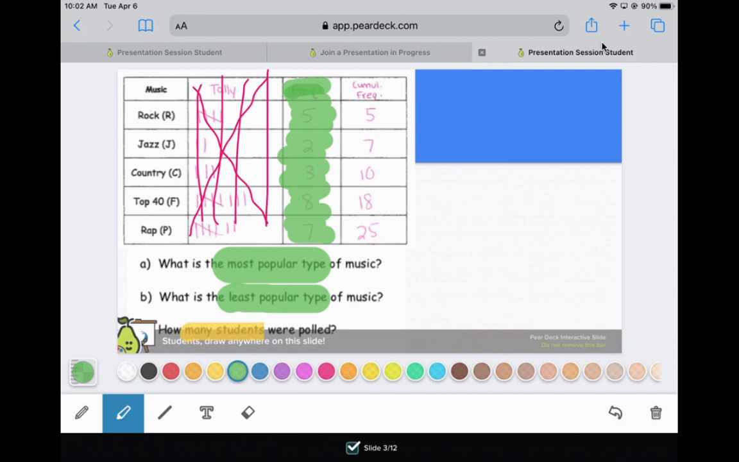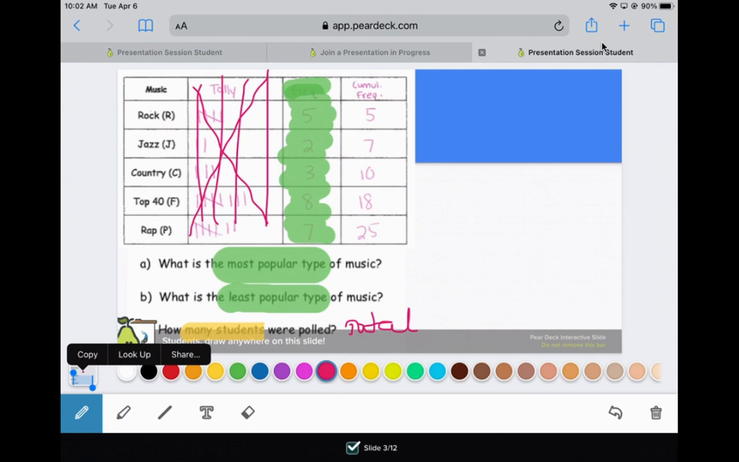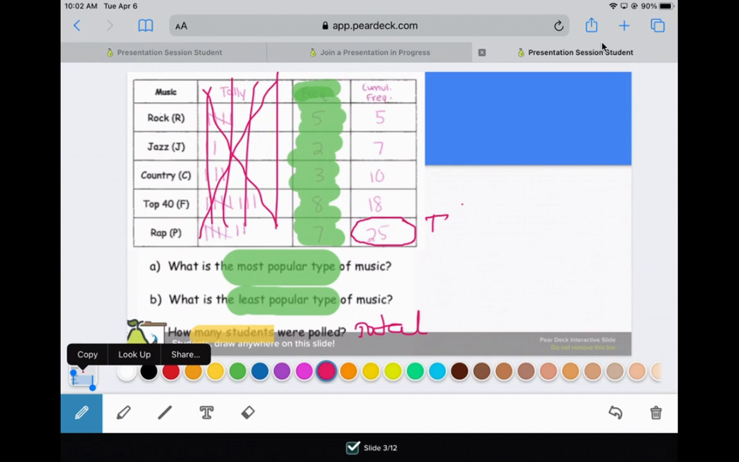Now, the last question was asking how many students. When we talk about how many students, we talk about the total, right? How many students were polled, that just means how many students total. So think about total. The last, Brandon, yes, is cumulative frequency. Yes. The very last number, we talked about this earlier, is the total. It tells you how many people, how many items, how many students that we surveyed, or how many things that we counted. So that's the total, okay?